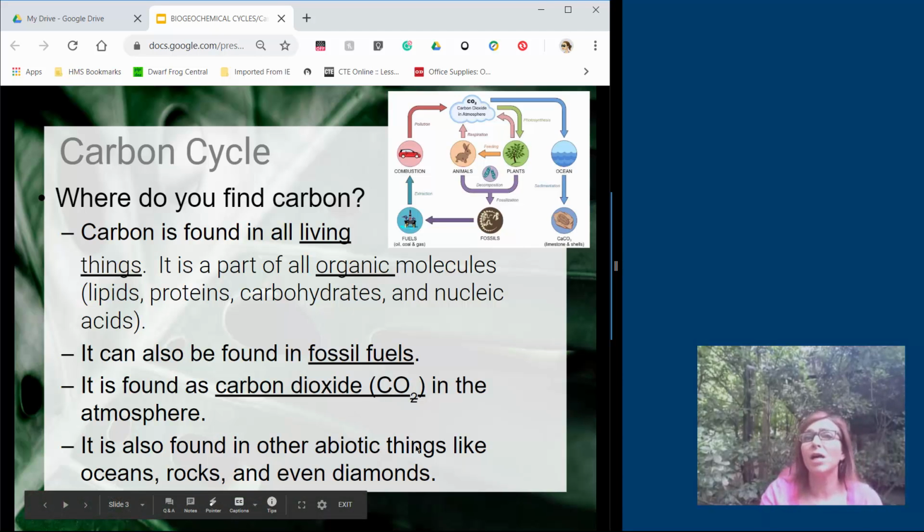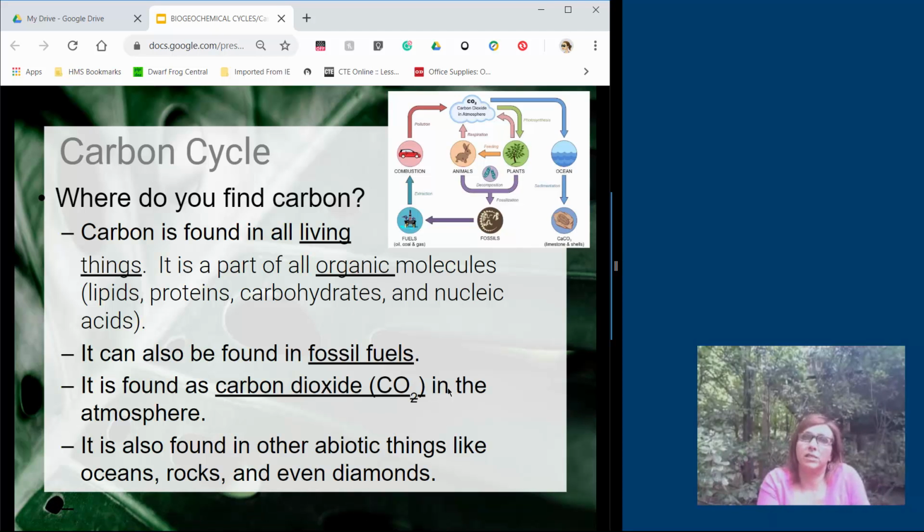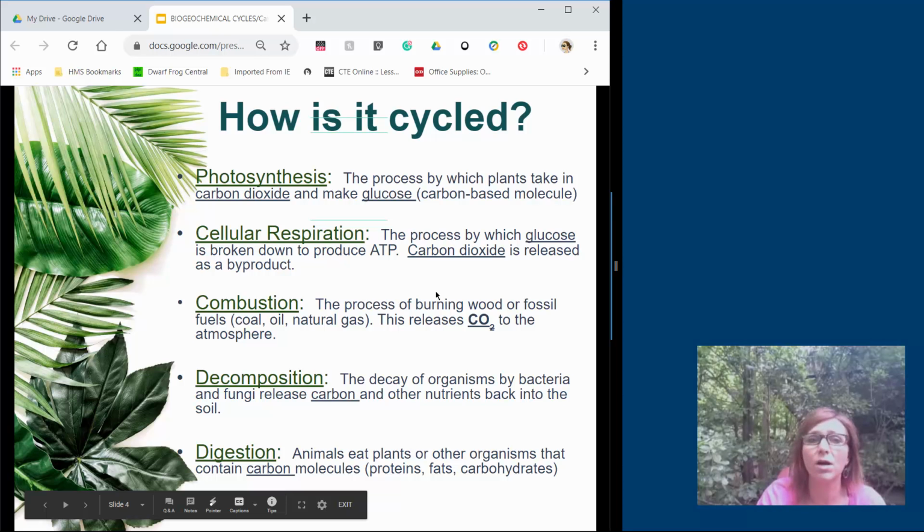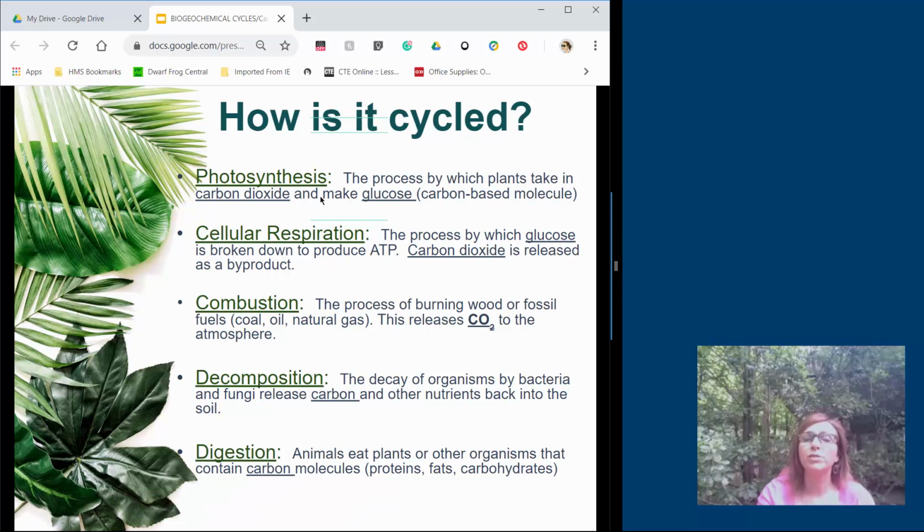It can also be found in other abiotic things. There's a lot in the ocean. Sometimes it's even called a carbon sink because it'll get stuck in there for so long. In rocks, even diamonds have a lot of carbon, very compressed carbon. So you can find it in lots of places. All right, so let's move on to how it is cycled. These are the processes we'll be focusing on. You have photosynthesis and cellular respiration. Skipping over those a little bit right now because we're coming back and spending a lot of time on them.